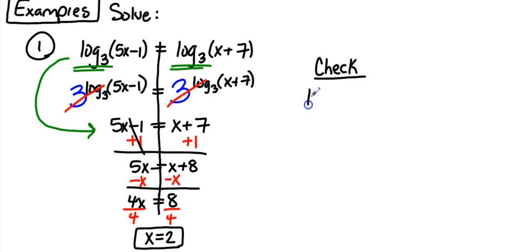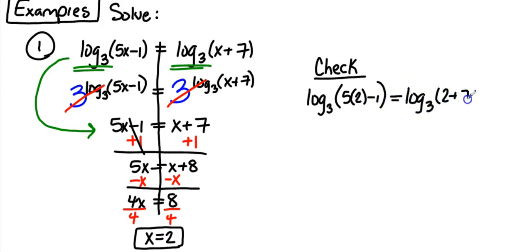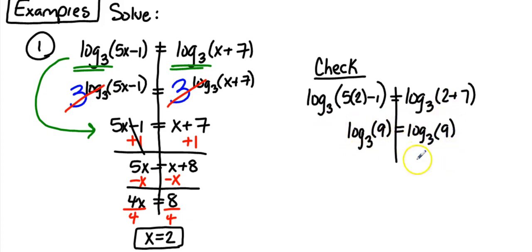We're going to be plugging back into our original, so log base 3 of 5 times 2 minus 1. Is that equivalent to log base 3 of 2 plus 7? Remember, for a check, we're looking for left equal right. So simplifying inside parentheses, 5 times 2 is 10, minus 1 is 9. So we'll get log base 3 of 9 equals, and on the right side, 2 plus 7 is 9. Let's see, log base 3 of 9 equals log base 3 of 9. Check. I'm in good shape. So this solution is real.